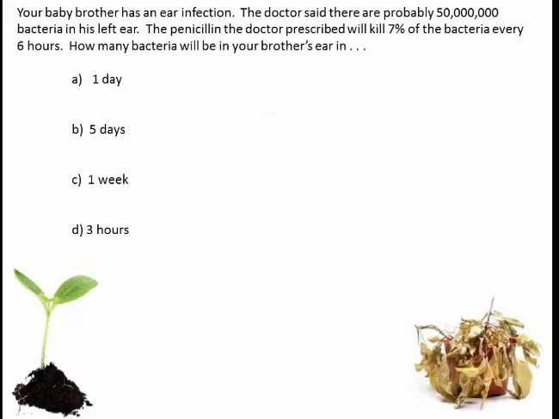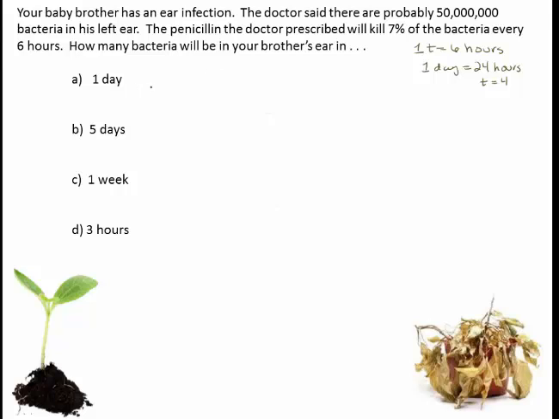Okay, here we have a baby brother with an ear infection, and the doctor said that there are probably 50 million bacteria in his left ear, and the penicillin they gave will kill 7% of the bacteria every 6 hours. So 1t is equal to 6 hours. Now, we want to know how many bacteria will be in our brother's ear in 1 day, 5 days, 1 week, or in 3 hours. Well, 1 day is equal to 24 hours. So t would be 4 there, because 24 divided by 6 is 4.